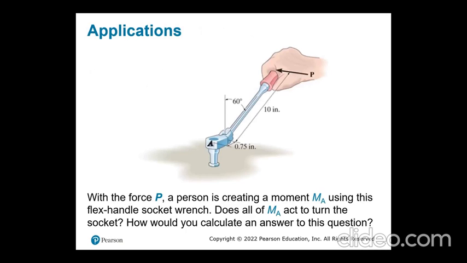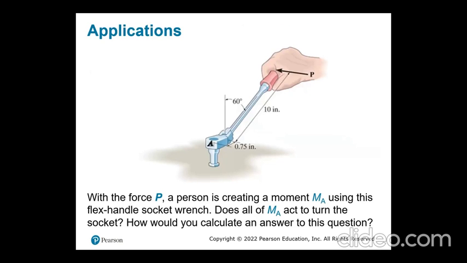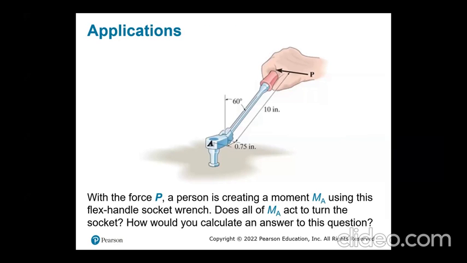A typical application of this method is this: assume that you have a force P applied. The person is going to be creating a moment M using his flex handle socket wrench. This moment M will act upon the arm toward the socket to turn it, right? So we need to know what moment will be created along this. What happens to the moment that will be created along the arm that we are holding?